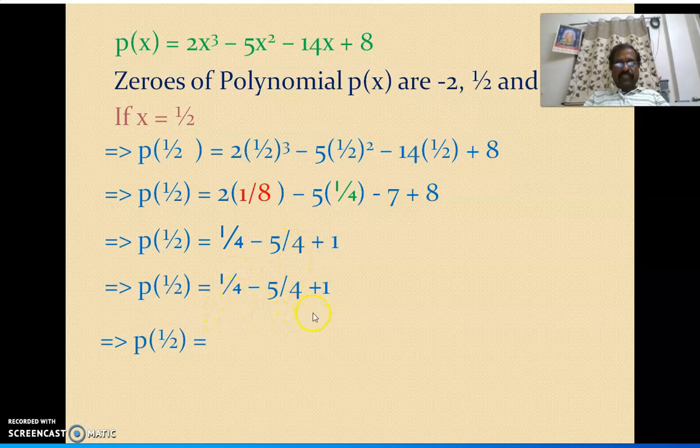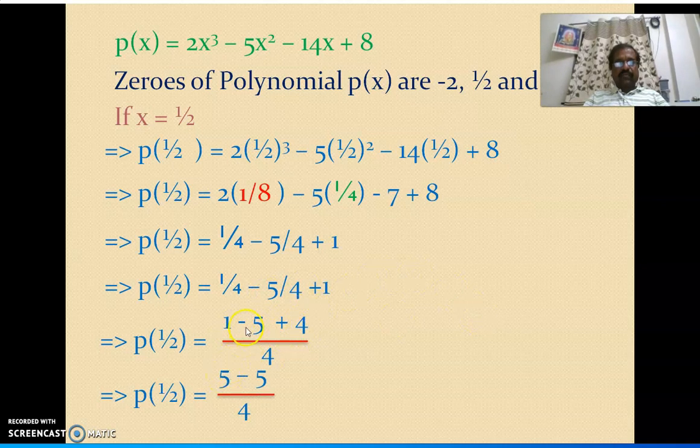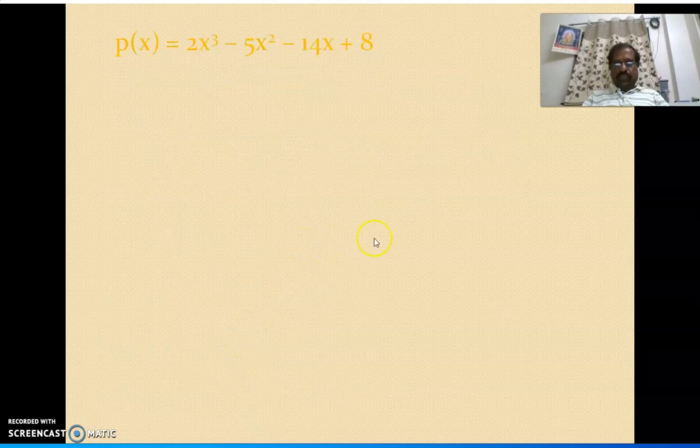Now take LCM, which is 4. The numerator is 1 minus 5 plus 4, with denominator 4. So 1 plus 4 is 5, minus 5 is equal to 0. Now again take another one, 0.